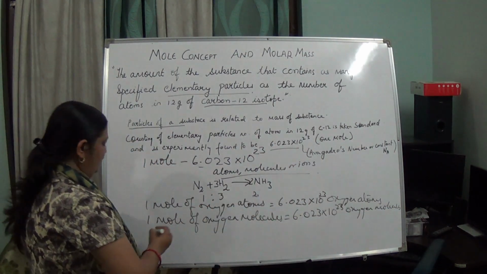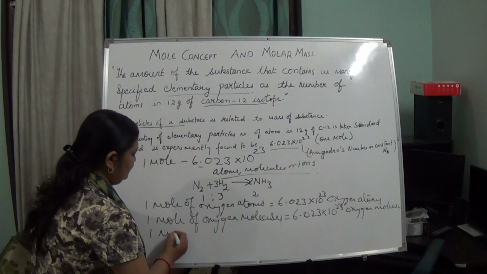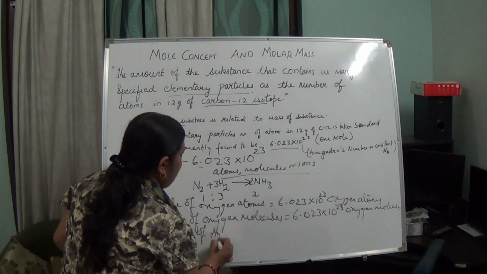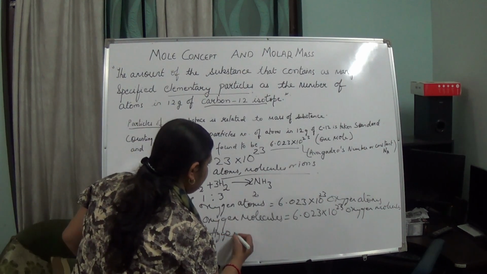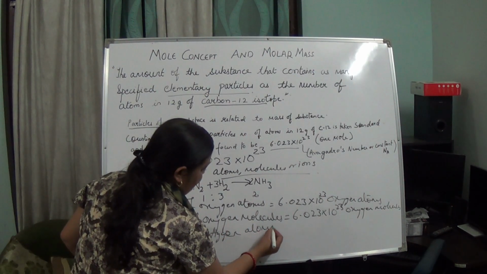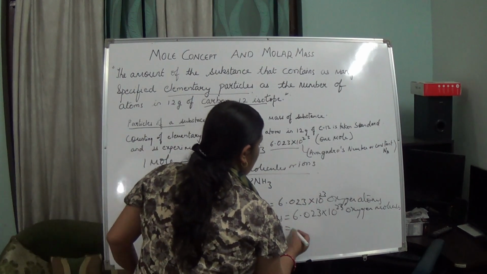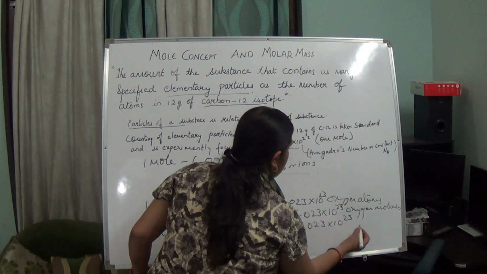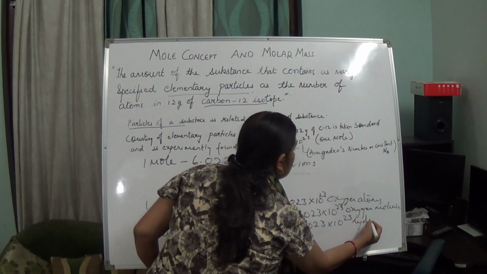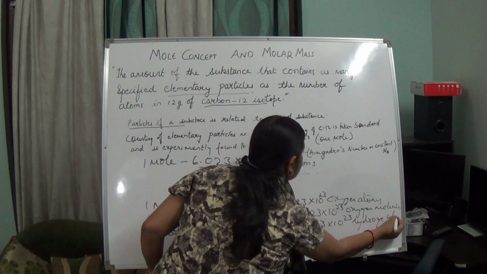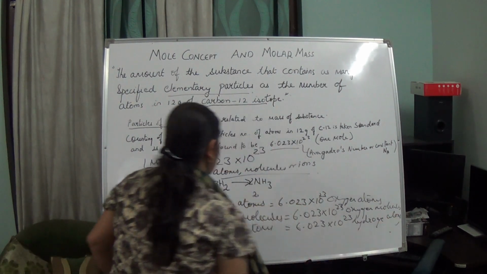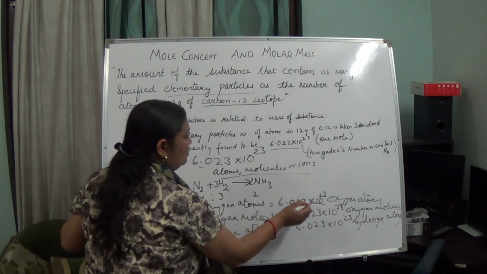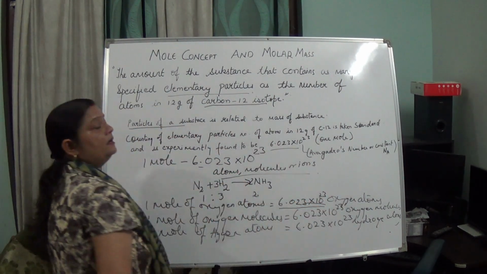Like that you can take any example. 1 mole of hydrogen atoms again becomes how much? 6.023 into 10 to the power 23 hydrogen atoms. So this is how we take it out, because this is the standard quantity which is being taken.